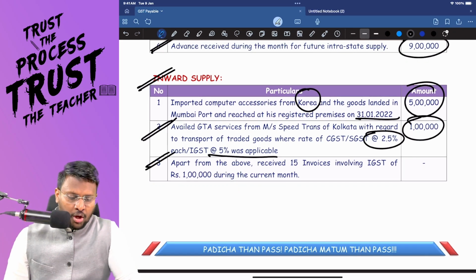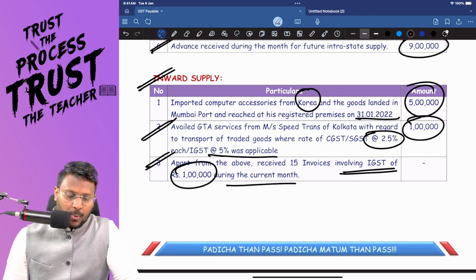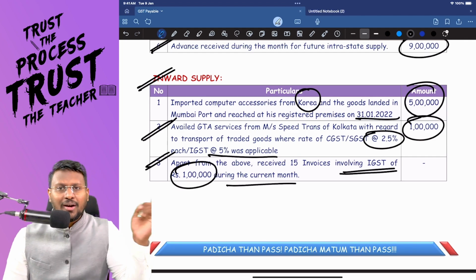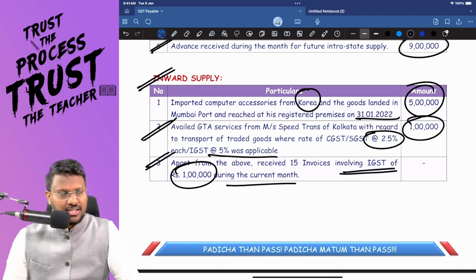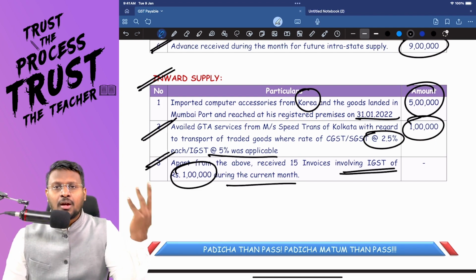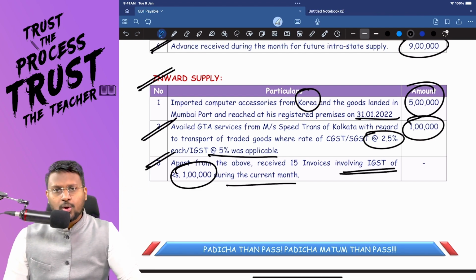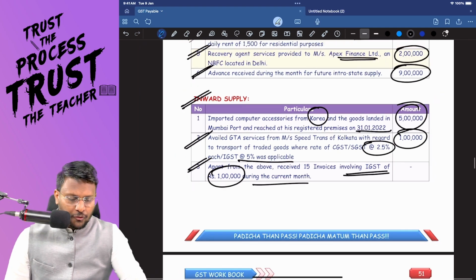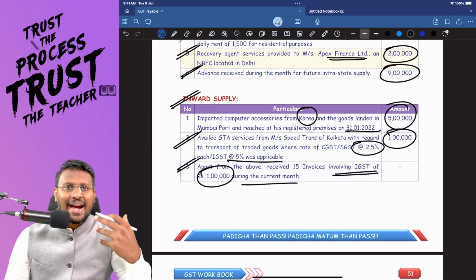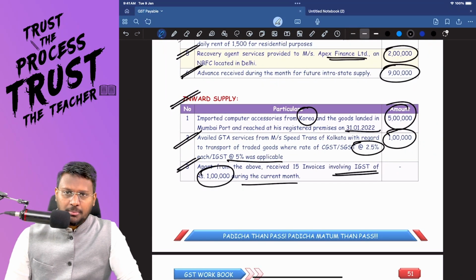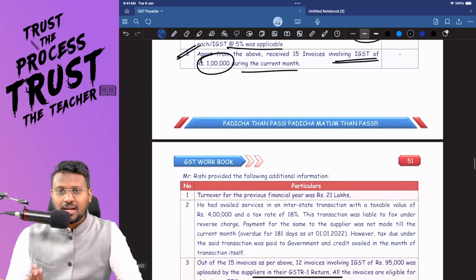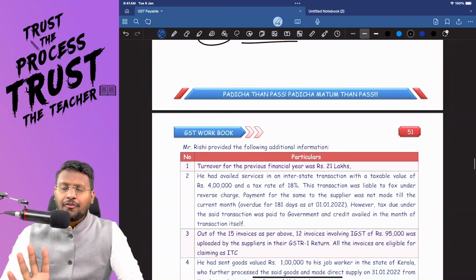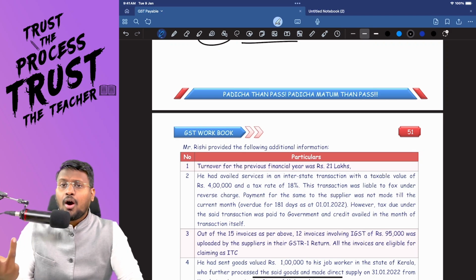Apart from the above, 15 invoices involving IGST of 1 lakh during the what month? Current month. Inward supply, that means we have purchased, sir, 15 purchase bills we are having. Total value comes to how much? 1 lakh. So for this 1 lakh, sir, since IGST of 1 lakh during the current month, we can take ITC basically. But out of those 15 invoices, whether all the invoices have been uploaded in GSTR 1, 2A, all that we have to check.